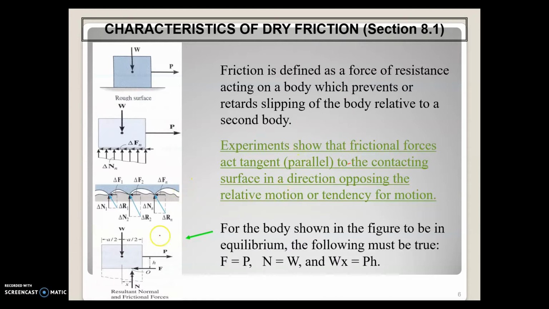For the body shown in this figure, to be in equilibrium, the following must be true. Di mana kalau nak jadikan di equilibrium, F is equal to P, frictional force equal to P, normal force equal to weight, x equal to PH. PH maksudnya apply force P dengan distance H dan weight dengan distance x.